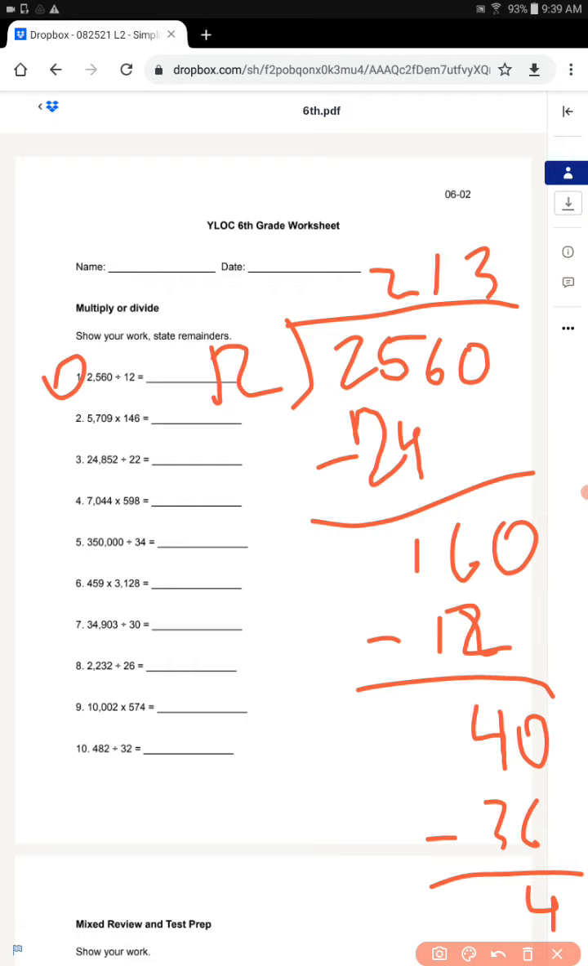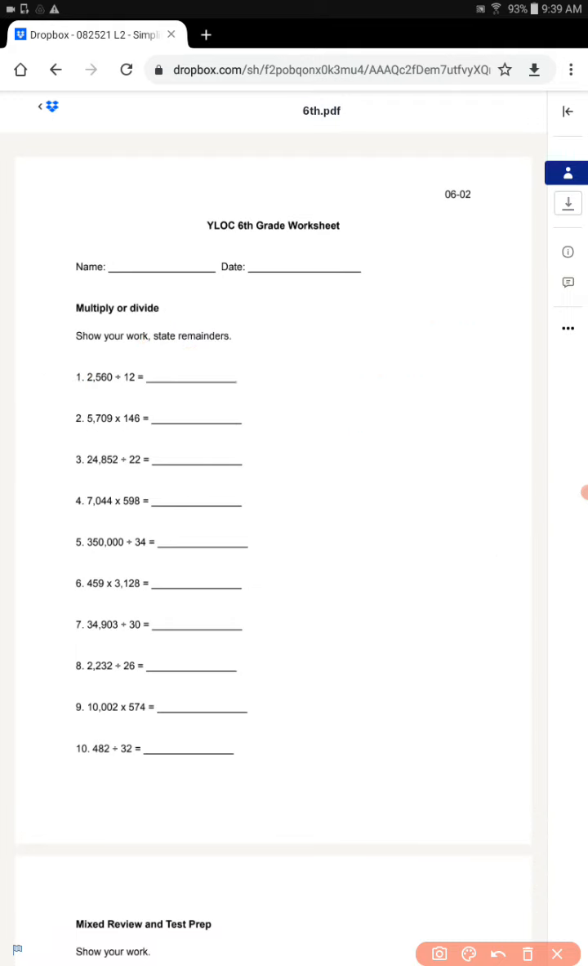We can technically divide further to get a decimal, but since the directions are asking us to state remainders, we're just going to stop there. So we have these, 213 and 4, and so your answer for number 1 would be 213 R, remainder 4.